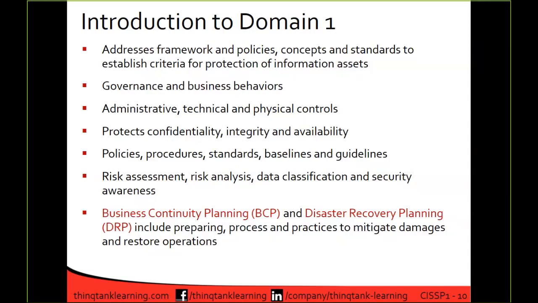Domain 1 addresses the framework, the policies, the concepts, and standards to establish criteria for protecting your information assets. What does that mean? Well, it means risk assessment, risk mitigation, risk transfer, risk avoidance, all of the things related to how you identify the policies in your organization related to the risk and the factors that are affecting your organization. This could be driven by internal policy.